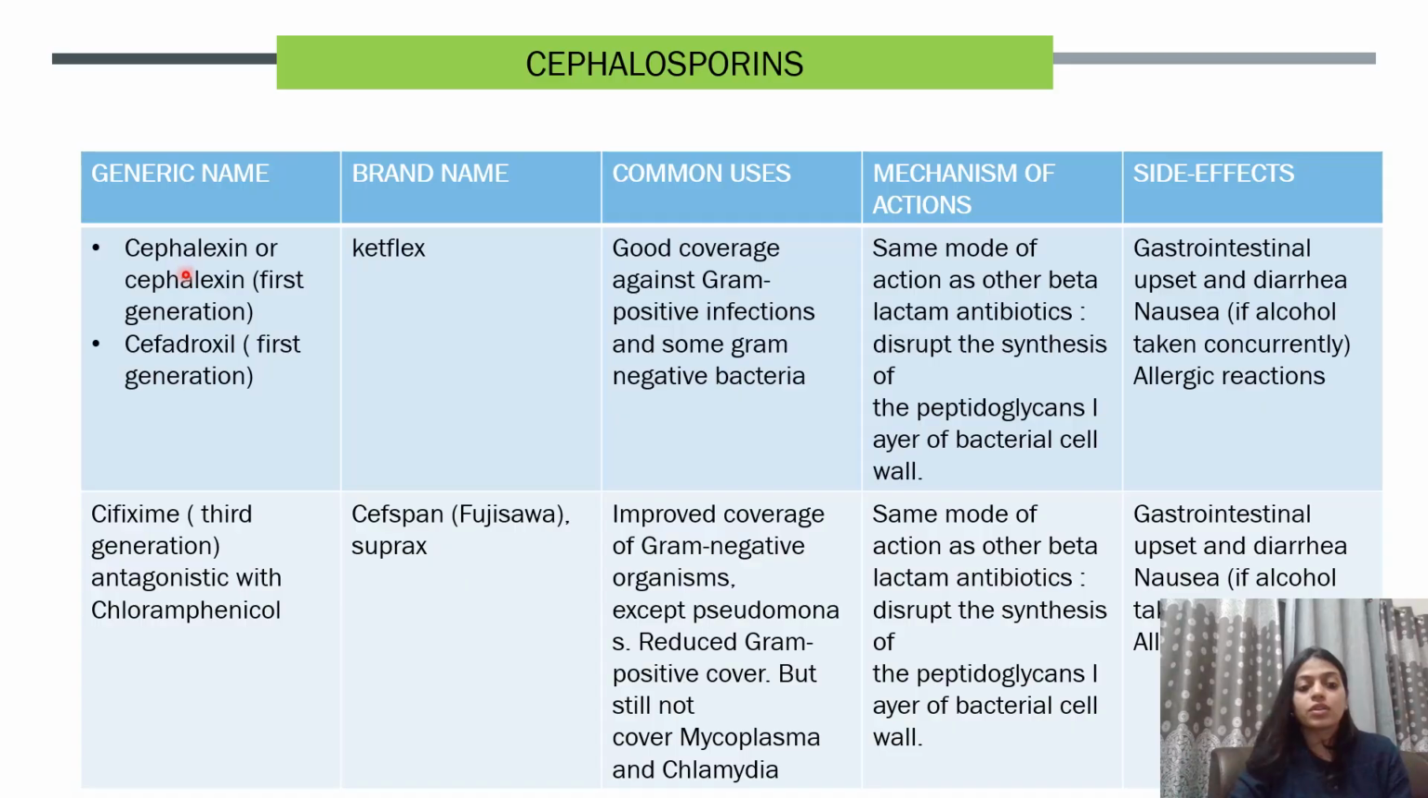So cephalosporins, the commonly used ones are cefalexin and cefadroxil, which are both first generation cephalosporins. They fight against most of the gram positive infections and some gram negative bacteria as well. Again, the side effects remain the same: gastrointestinal upset, diarrhea, nausea. And then there is cefixime, which is a third generation cephalosporin, and these are the trade names, and they also have an improved coverage of gram negative organisms. Then again, the side effects include gastrointestinal upset, diarrhea, etc.